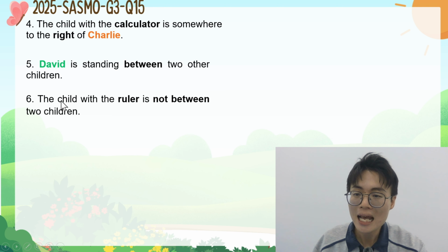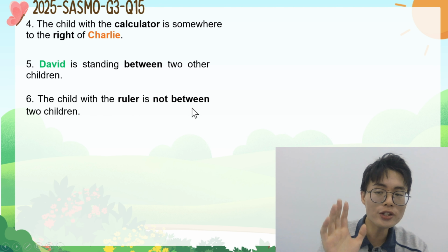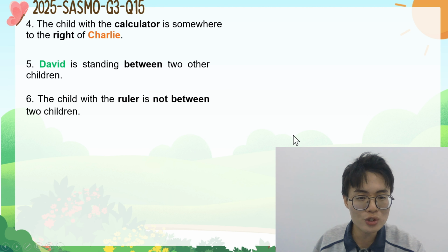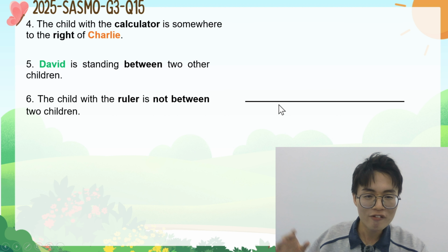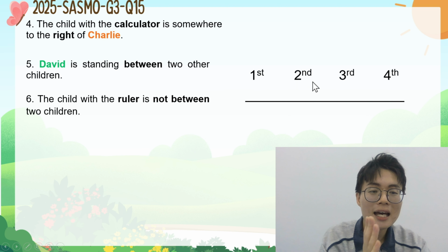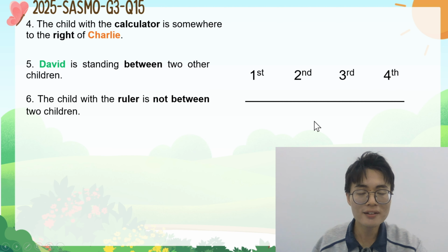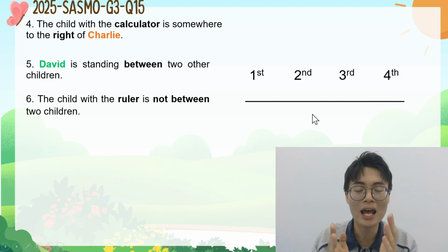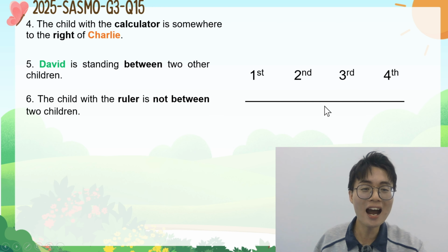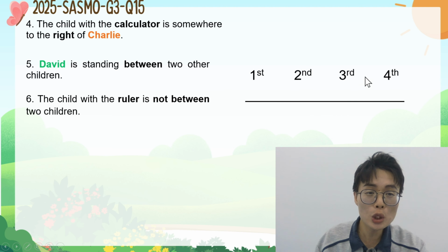The 6th one is that the child with the ruler is not between 2 children. Let's think about it. If we already draw a line, from left to right, let's name the 4 positions as first, second, third, and 4th. Tell me, this ruler cannot be at which positions? The second and the third. If they are at these 2 positions, it must be between 2 children. So it cannot be at these 2 positions.